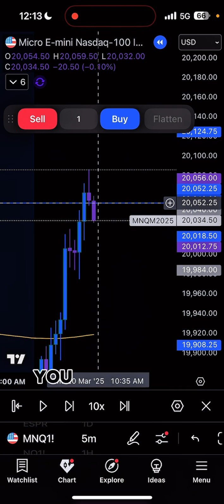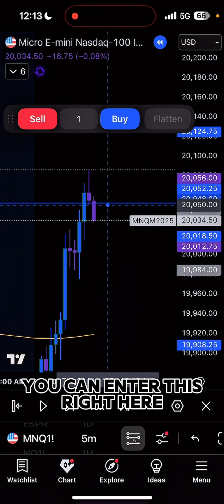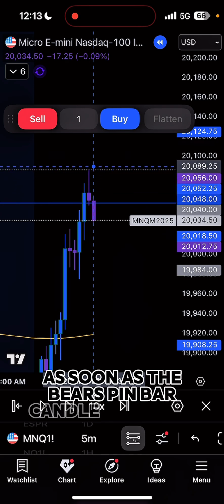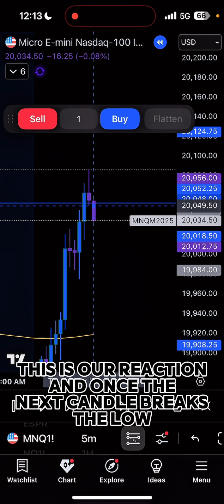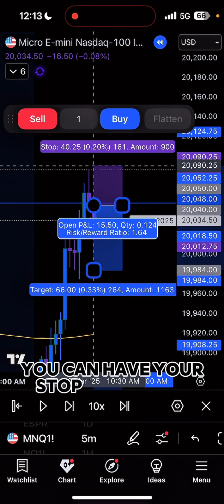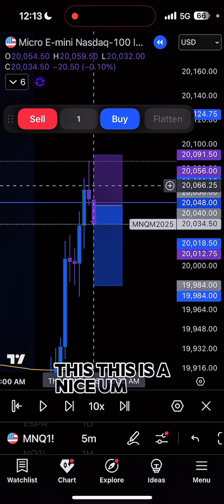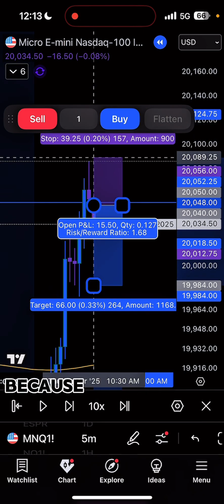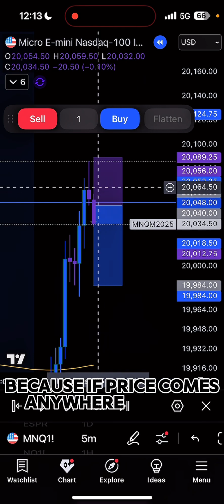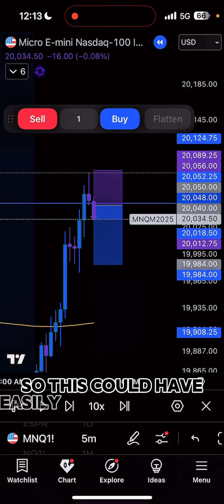Now, like I said, if you're a more aggressive trader, you can enter right here, as soon as the bearish pin bar candle is formed. This is our reaction. And once the next candle breaks the low, you can do this. You can have your stop loss nicely above that supply zone. You can put it right above this wick. You don't have to put it too far because if price comes anywhere up here, we're assuming that it wants to break above the zone. So this could have easily been your trade.